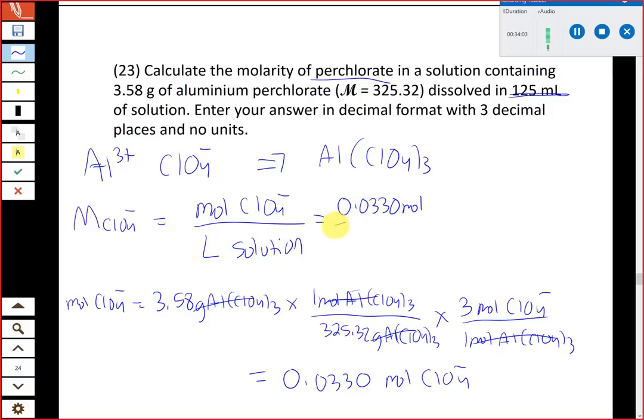moles of the ions, and then as we said, the volume of the solution is 125 milliliters. For molarity, that needs to be converted to liters, so we divide by 1,000, and that's going to be 0.125, just move the decimal place over 3. So 0.0330 moles per liter works out to a molarity of 0.264. So we would just enter in the number 0.264 as Blackboard would instruct us to do. Okay, any questions?